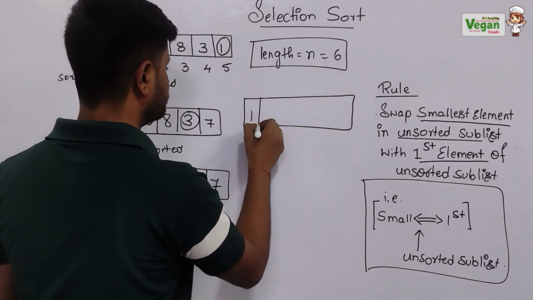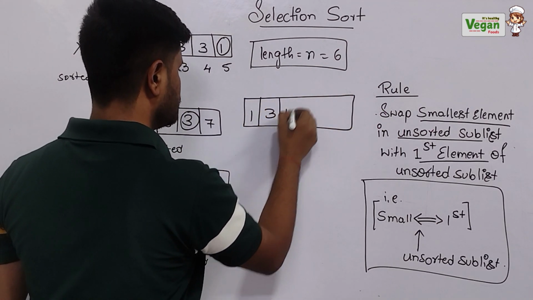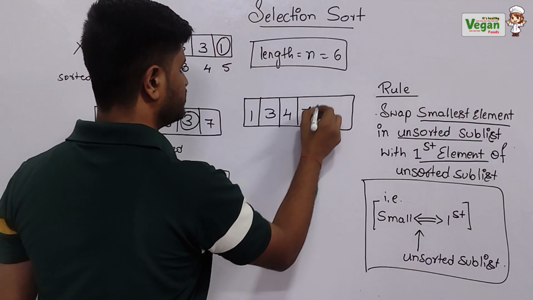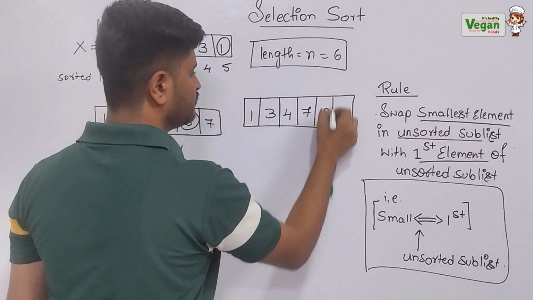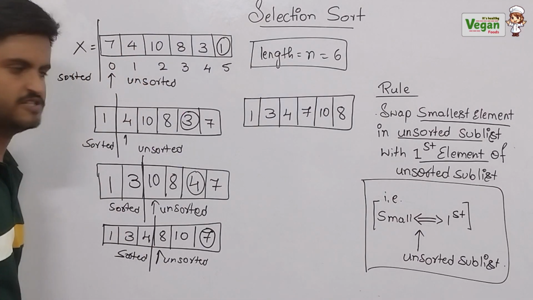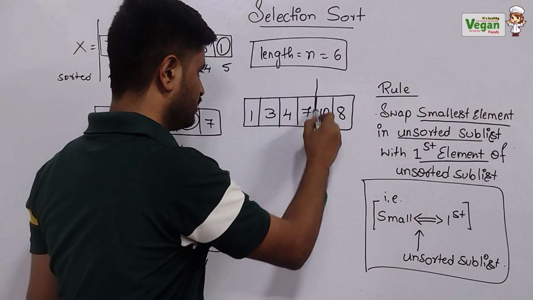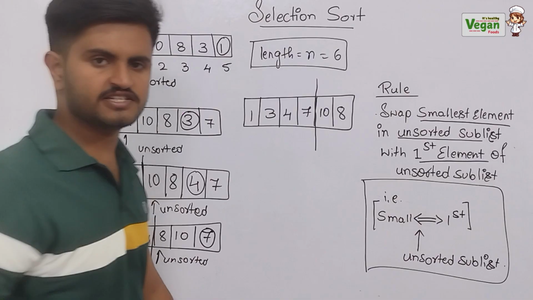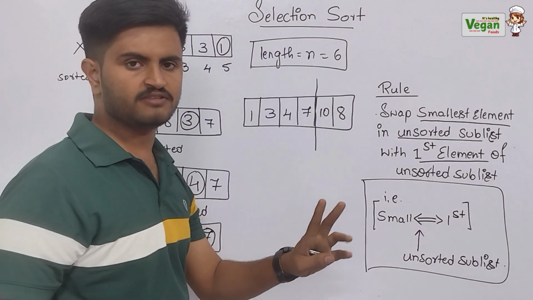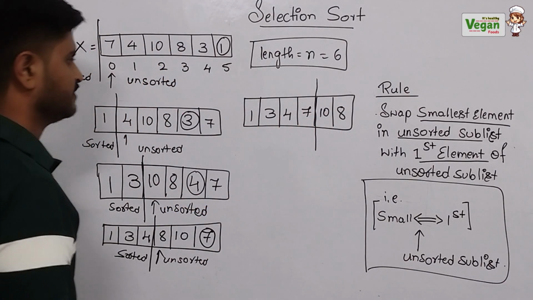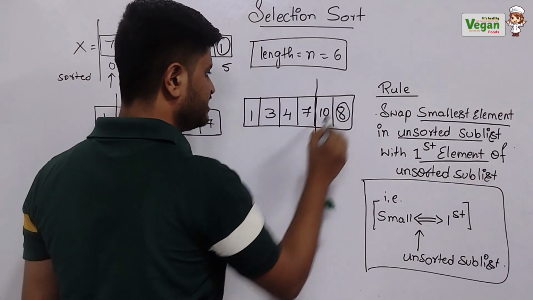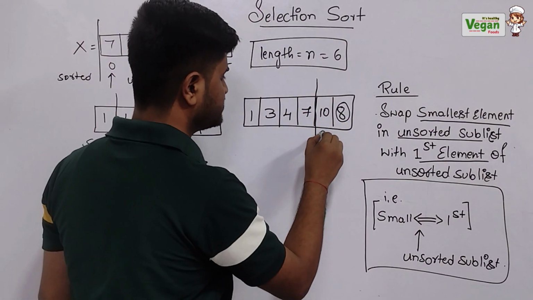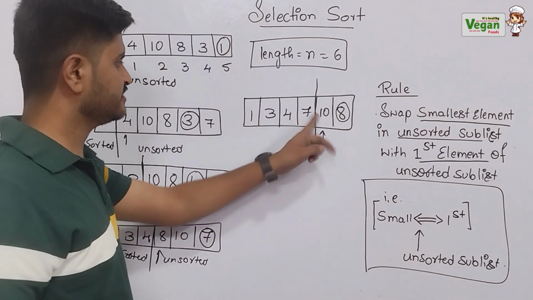So if you swap, 1 will remain the same, 3 will be the same, 4 will be the same, and 7 will be at the 8th place, 10 will be the same and 8 will go to the 7th place. Now up to this much will be the sorted sublist and only 2 elements are left in my unsorted sublist. Here the smallest element is 8 and the first element in the unsorted sublist is 10.